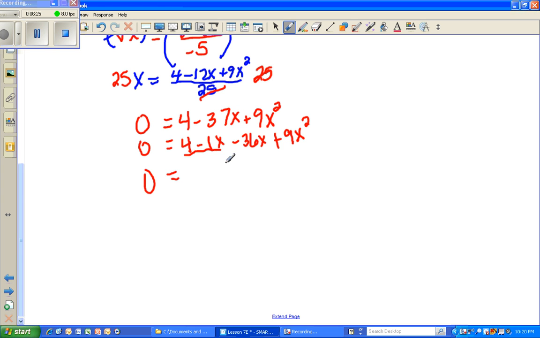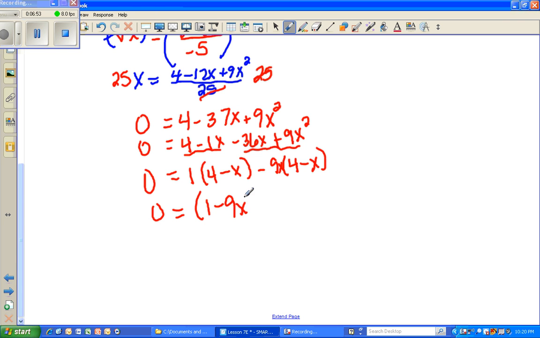We're going to factor by grouping, and in the first set there's not a GCF, so we're just going to have a 1 and a 4 minus x here. In the second group you're going to pull out 9, and that's going to leave you with a 9x, and that's going to leave you with a 4 minus x there. So if you're factoring this by grouping, you get 1 minus 9x and 4 minus x.